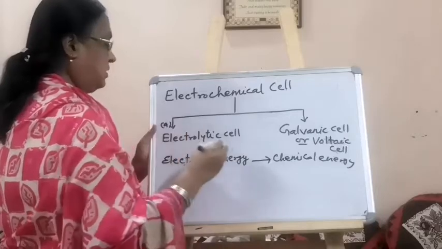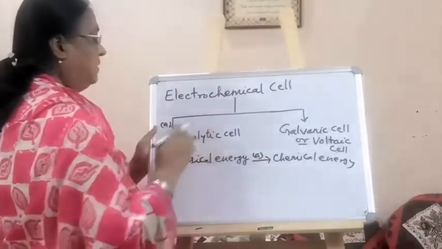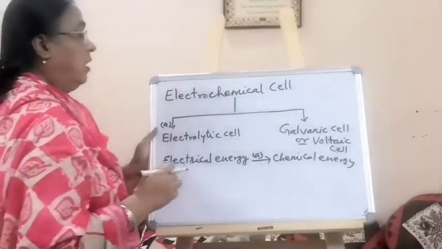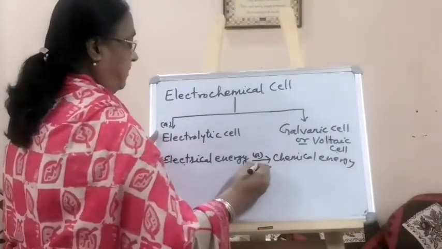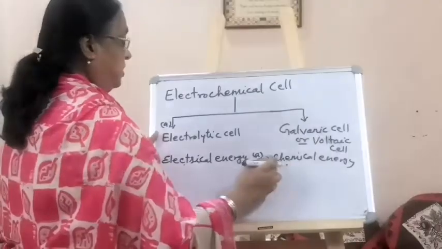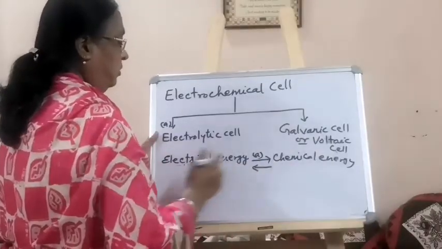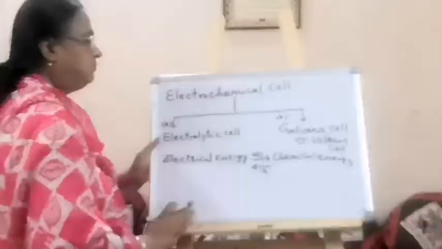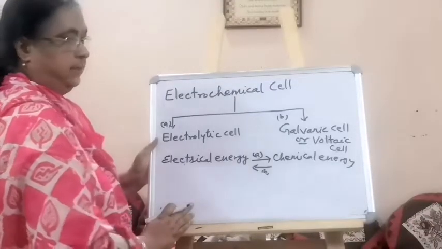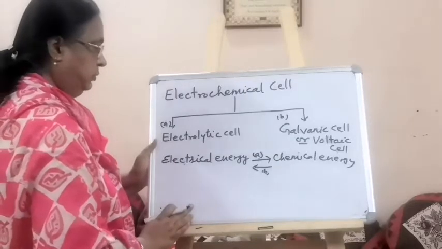This is the first type of the cell. On the other hand, in the galvanic cell, the reverse phenomenon occurs. Chemical energy will be converted into electrical energy. So this is the fundamental difference between the two.